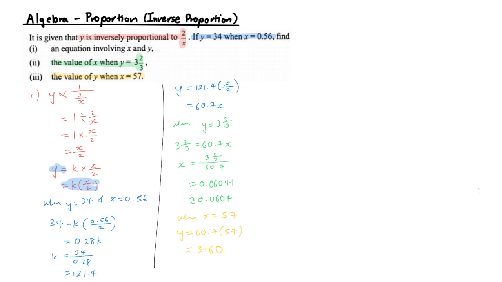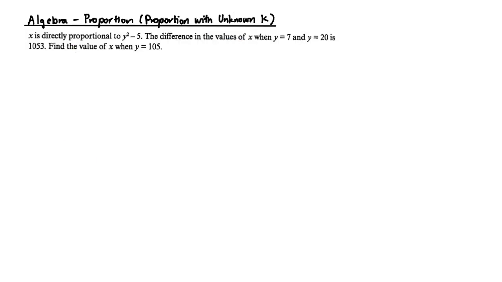You can see here, the moment you get the equation in part 1, part 2 and part 3 becomes very easy, right? Now we come to this part of proportion where most students will have problems with, and that's when you have proportion with an unknown k. You can't get the k because they don't give you the set of variables that you can substitute to solve for k. Now, in that kind of situation, there's other ways we can solve the problem.